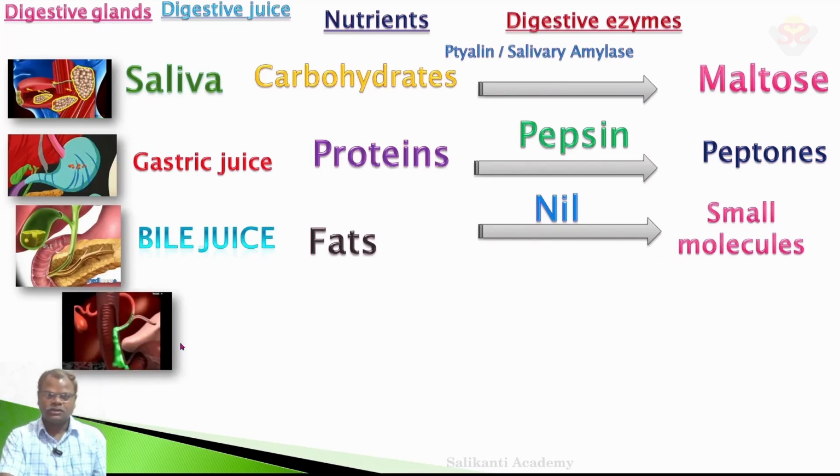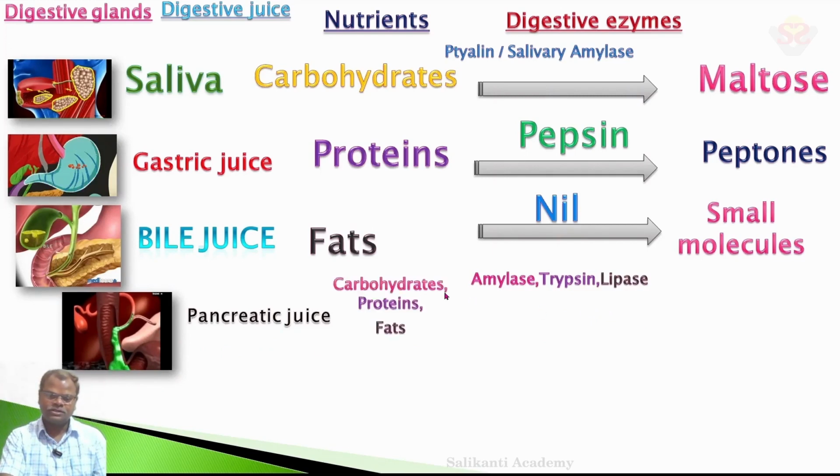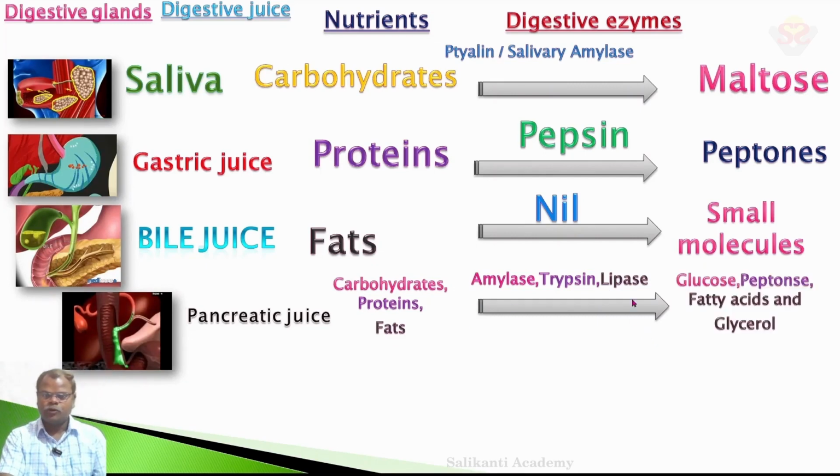And the fourth gland is the pancreas. The pancreas secretes pancreatic juice, which contains amylase, trypsin, and lipase enzymes. These amylase, trypsin, and lipase enzymes act on carbohydrates, proteins, and fats. Amylase acts on carbohydrates, trypsin acts on proteins, and lipase acts on fats, converting carbohydrates to glucose, proteins to peptones, and fats to fatty acids and glycerol.